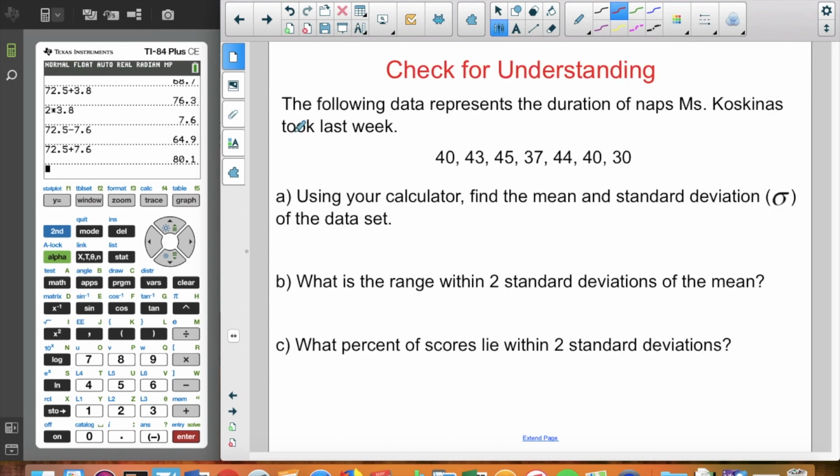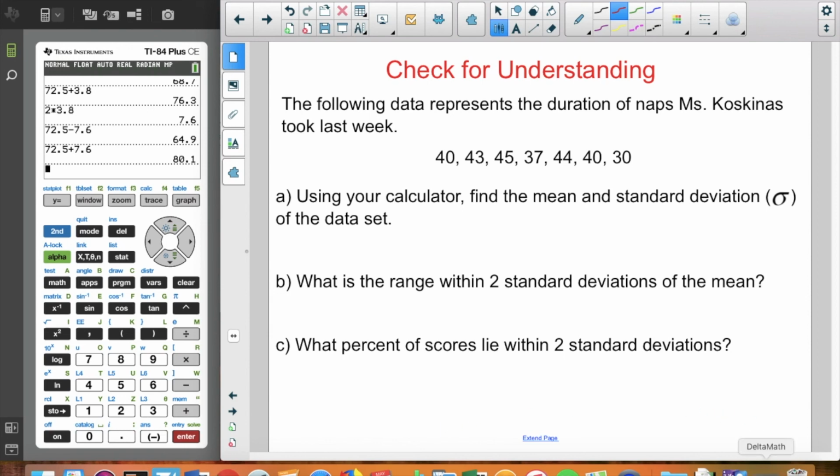All right, so your check for understanding is here. I am going to show you how to get this calculator on Delta Math, so just stick with me after I explain this check for understanding. To get credit for this class, you need to complete this problem on a separate piece of paper and then upload it to Google Classroom.